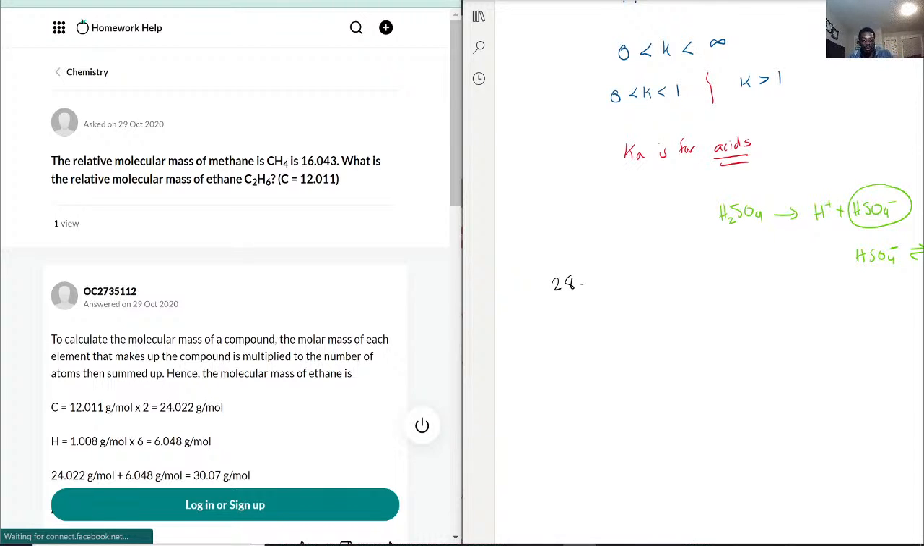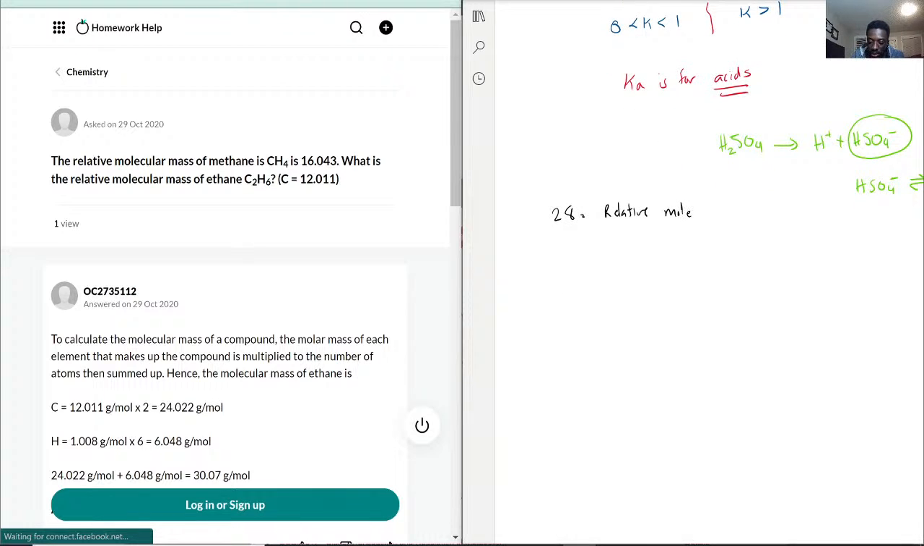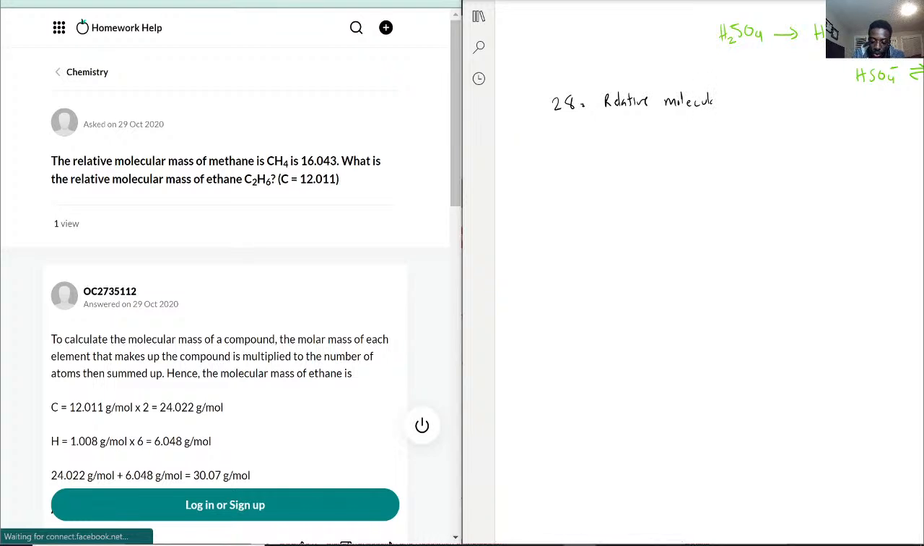The relative molecular mass of methane, CH4. So relative, and this is key because this is not something where we go straight to our periodic table. It's trying to establish similarities. For this one, we're not going to use the periodic table because when they say relative, they want you to use the information they provide in the question. The mass of CH4 is 16.043 grams per mole.